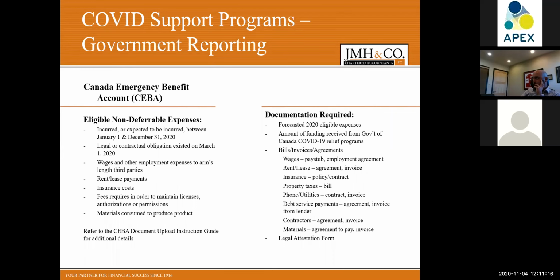You do have to actually deduct from your eligible non-deferrable expenses here any amount of funding that you've received from the Government of Canada. So if you've received a wage subsidy, that has to come off your wages paid. As far as bills and invoices and agreements that are required. So if you are submitting wages as part of your non-deferrable expenses, they will require a pay stub and an employment agreement with your employees, showing that this employee was an employee prior to March 1st, and the pay stub to support that, that was the actual amount of wages that were paid.